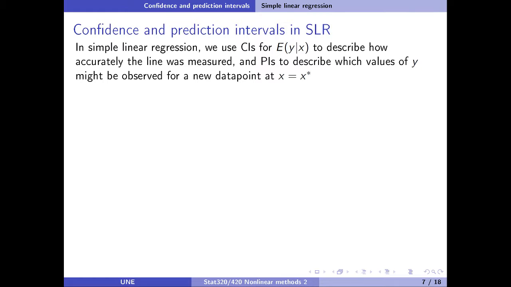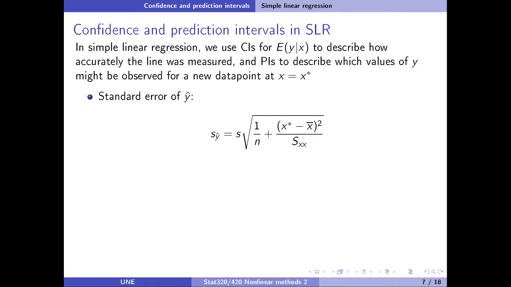Prediction intervals, on the other hand, are used to describe what values of y we might expect to observe for a new data point at a given x, so x equals x star. This has to incorporate both our uncertainty in the line as well as the natural variability in the data. Even if we knew our line perfectly, there's still the normal variation that we'd expect to see from one data point to another.